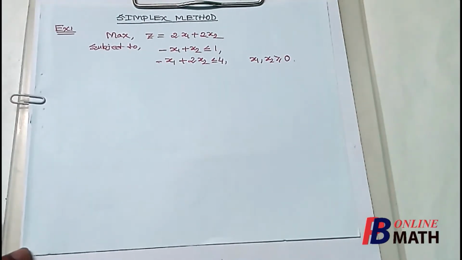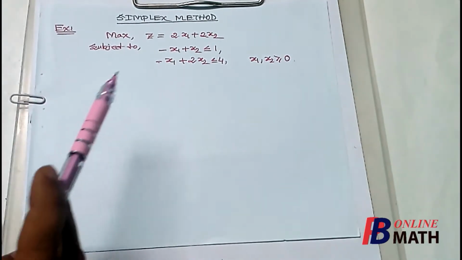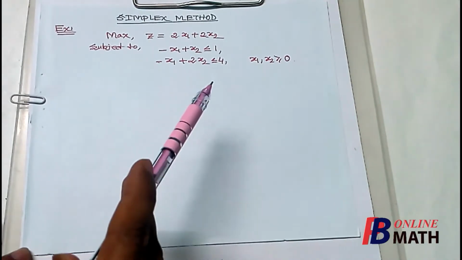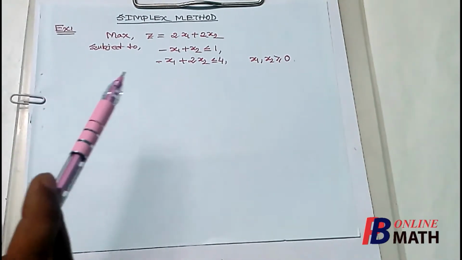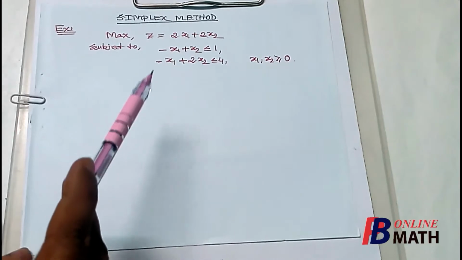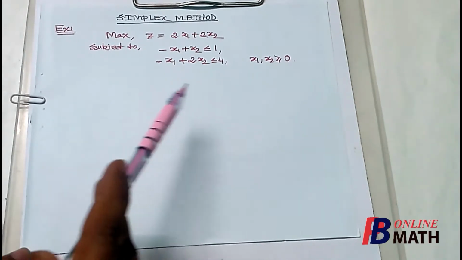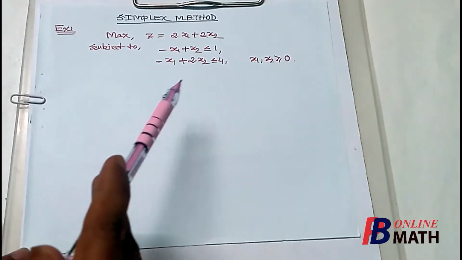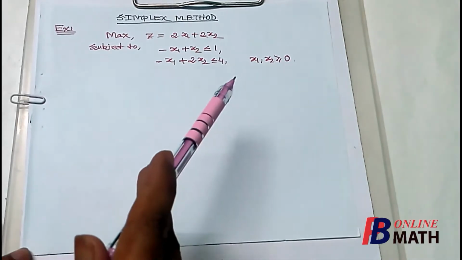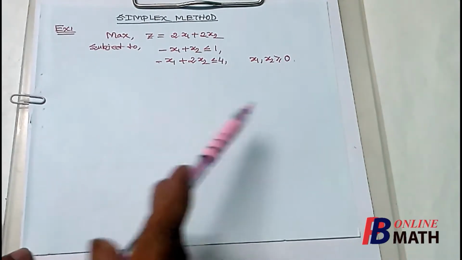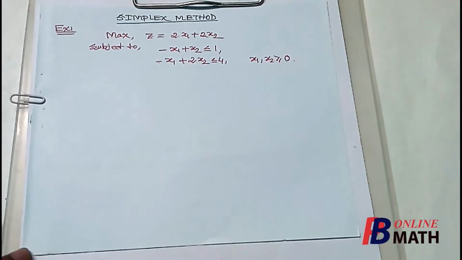Let us consider this problem: maximize z equal to 2x1 plus 2x2 subject to two constraints, minus x1 plus x2 less equal to 1 and minus x1 plus 2x2 less equal to 4, where x1 and x2 both are non-negative. So this is the given problem. Now we shall solve this problem again by using the simplex method.